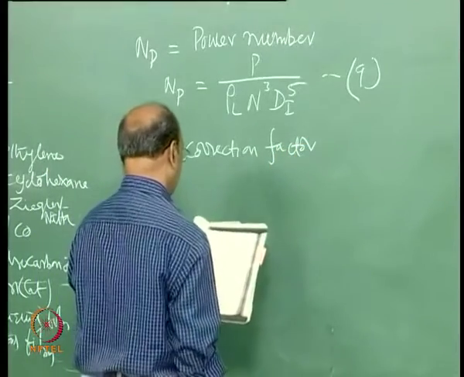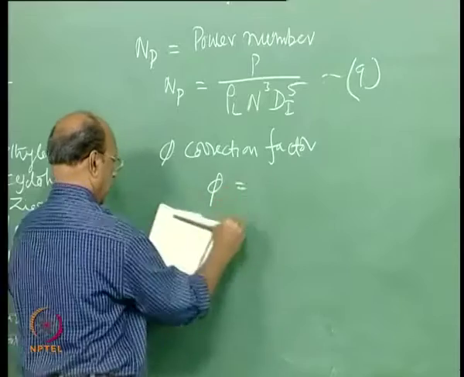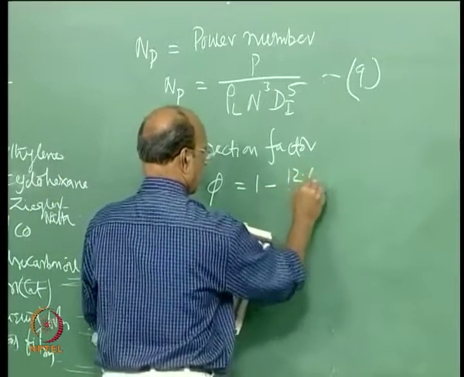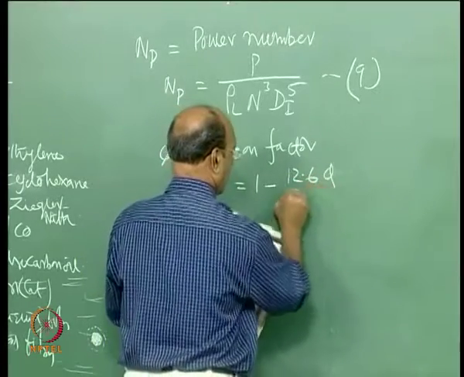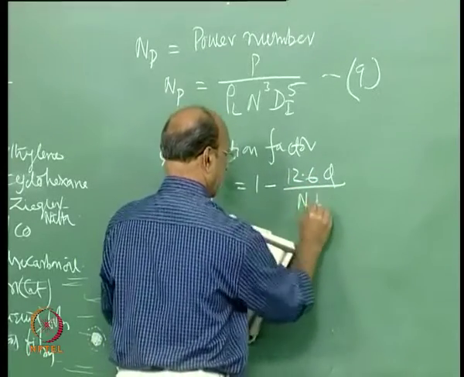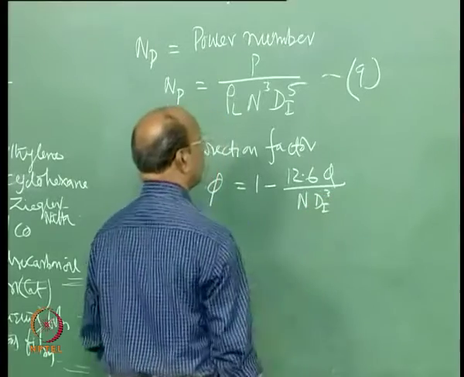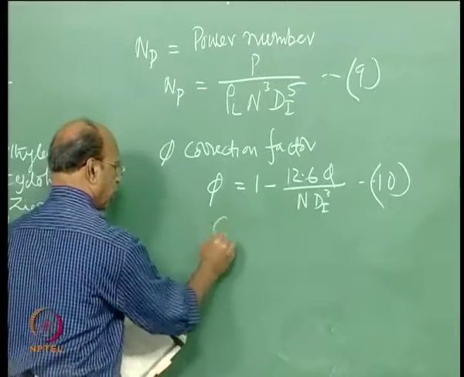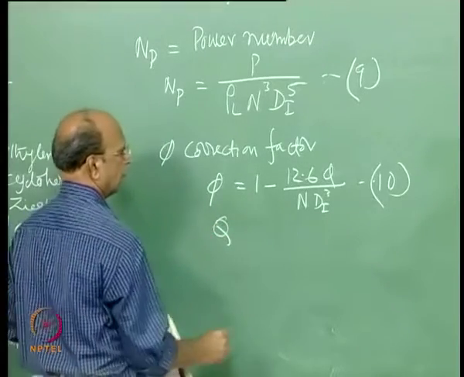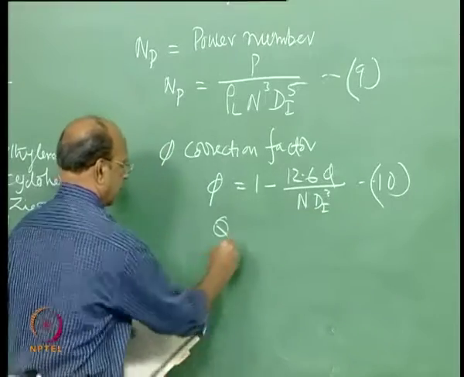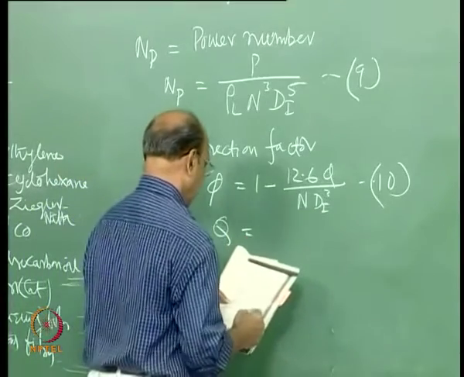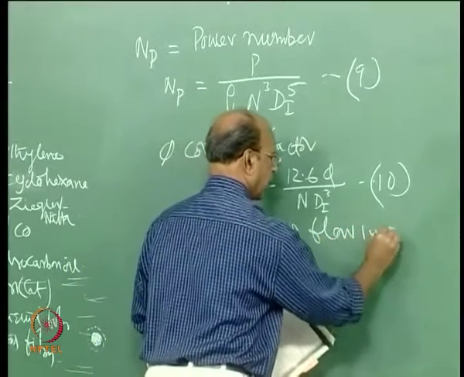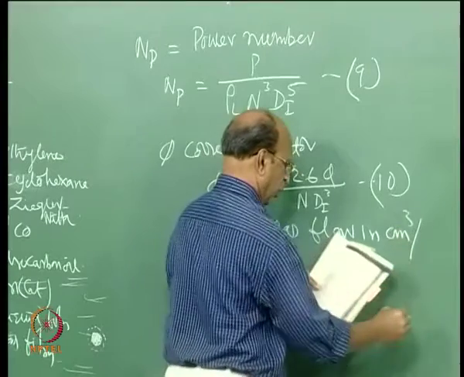Phi is a correction factor given by phi equal to 1 minus 12.6 q by N d_I cubed. This is the equation where q is the gas flow in centimeter cubed per second.